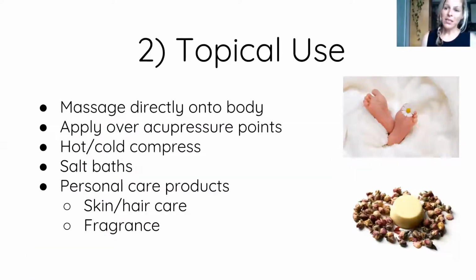The second way that we talked about is topical use. So this is how you're going to get those systemic effects of the essential oils. And there's a few ways to do this. So you can massage the oils directly onto the body. So you can massage them over the area of interest. So like your stomach if you have a stomach ache, or your chest if you have a lung infection.